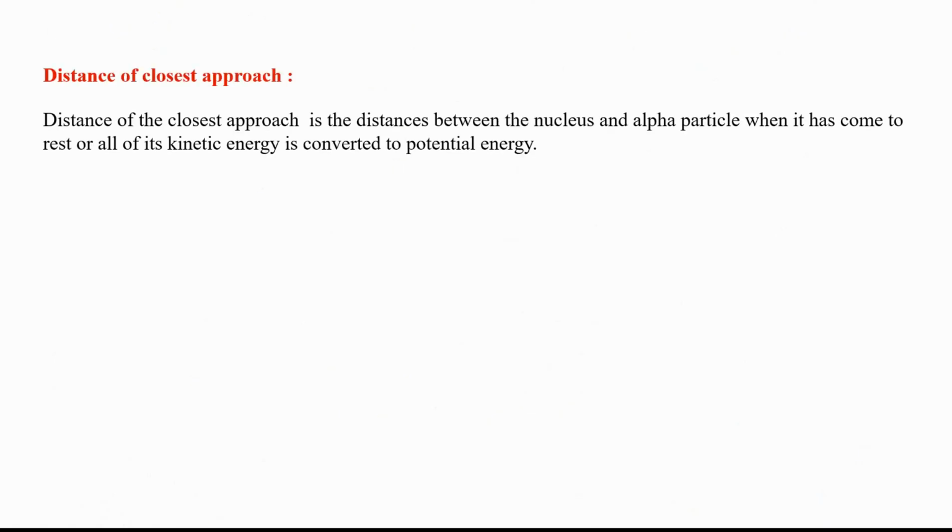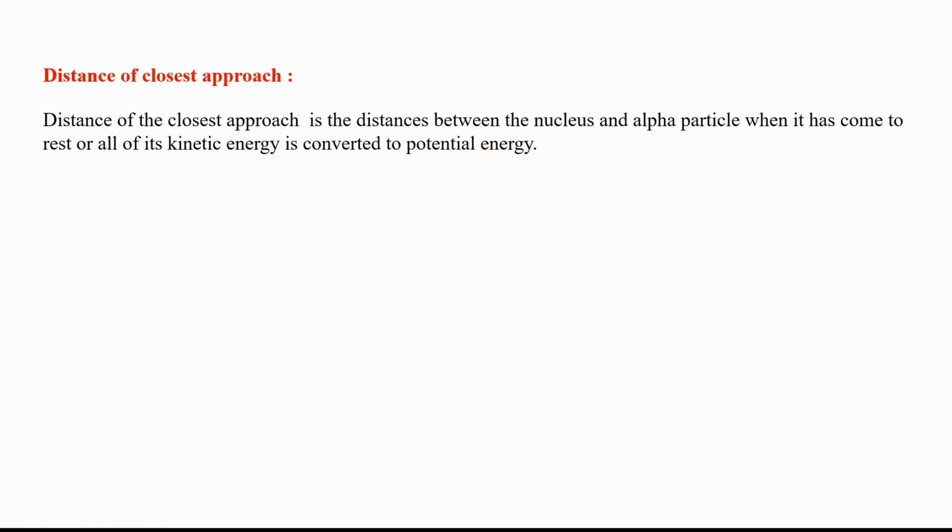From that experiment, two basic terms we have to know. One is distance of closest approach and another is impact parameter. What is distance of closest approach? When the alpha particle comes, the distance of closest approach is the distance between the nucleus and the alpha particle when it has come to rest, or all of its kinetic energy is converted to potential energy.